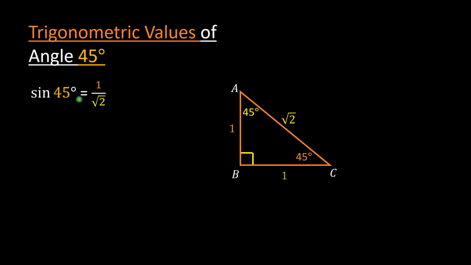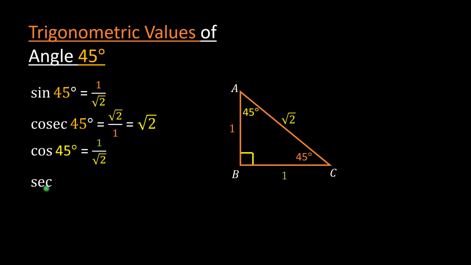So sine 45 equals opposite side divided by hypotenuse, that is 1 divided by root 2. Cosec 45 is reciprocal of sine 45, so it will be root 2 divided by 1, which will be root 2. Cos 45 is adjacent side divided by hypotenuse, which is 1 divided by root 2. Sec 45 is reciprocal of cos 45, so it will be root 2 divided by 1, which is root 2. So sec 45 is root 2. Tan 45 is opposite side divided by adjacent side, that is 1 divided by 1, which is 1. So tan 45 degrees is 1.